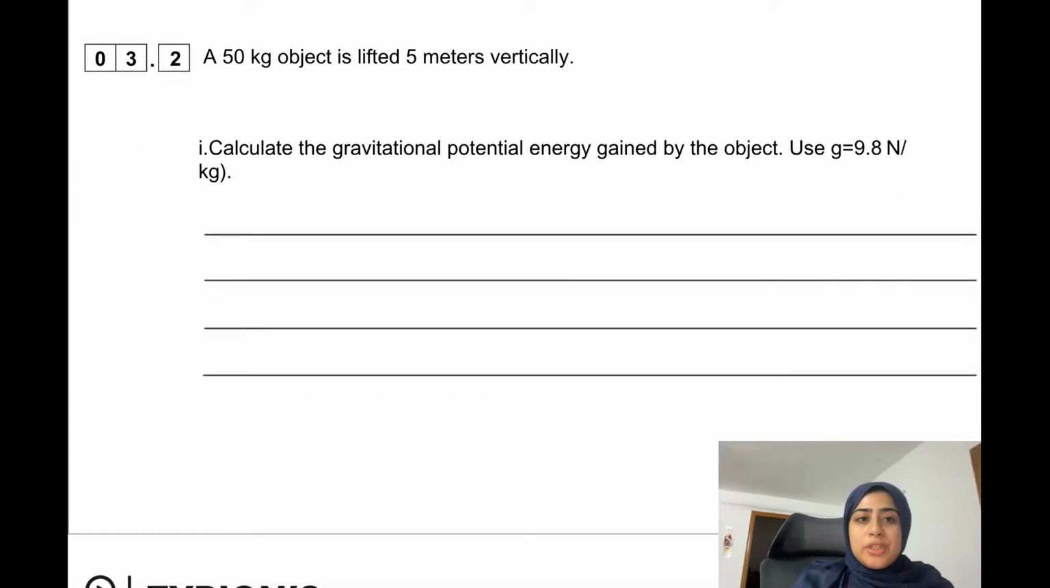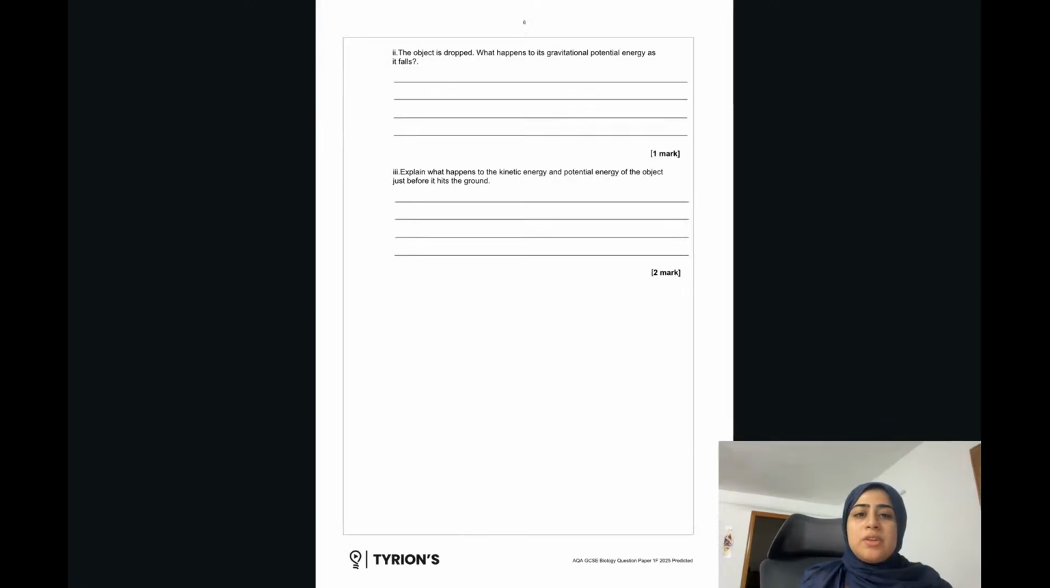Okay, 3.2. A 15 kg object is lifted 5 meters vertically. What's the gravitational potential energy gained? Again, you're very likely to get a lot of GPE type questions in tomorrow's exam. So mass times gravity times height. Just put that into your calculator. 50 times 9.81 times 5, and that is 2,452.5 joules. That's the gravitational potential energy.